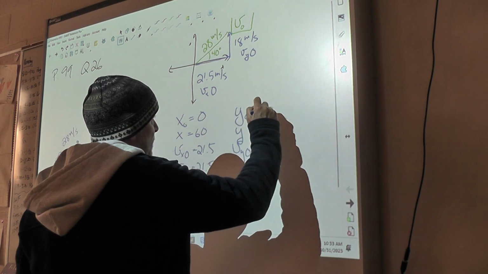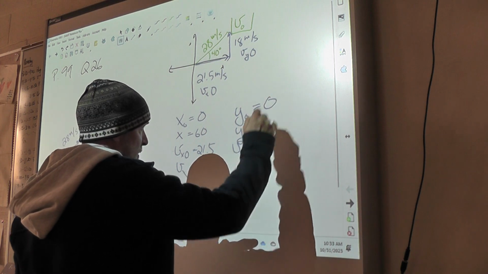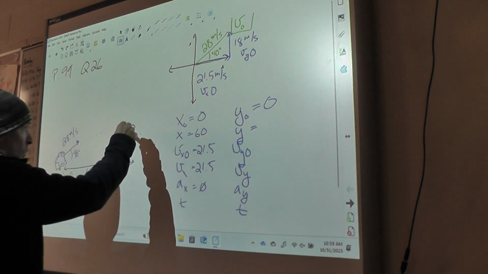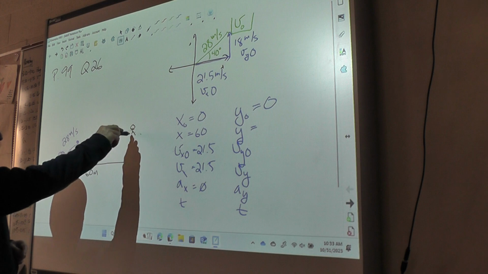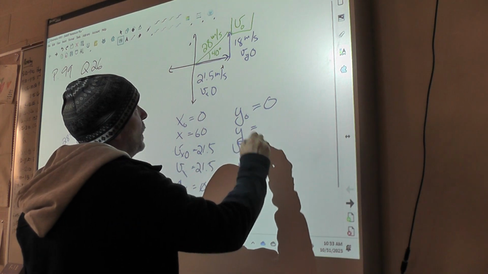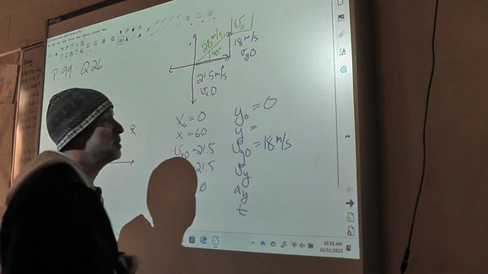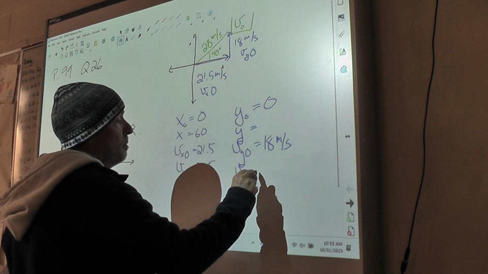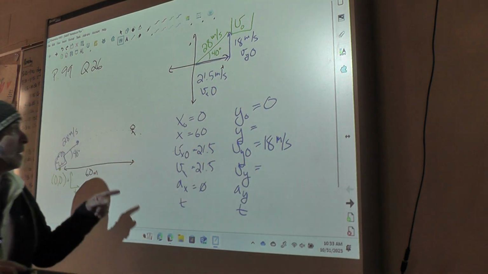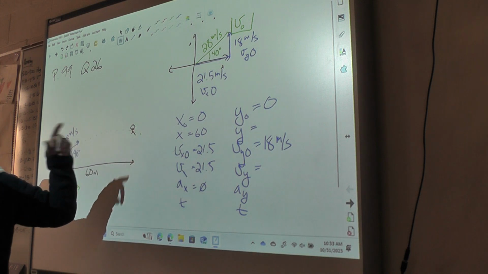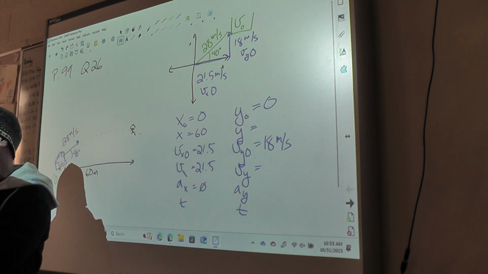Its initial y position is the ground, which is 0. The final y position is wherever the fan is. The initial speed in the y dimension is 18 meters per second, positive because it's up. We don't know how fast this thing is going once it gets to the fan.